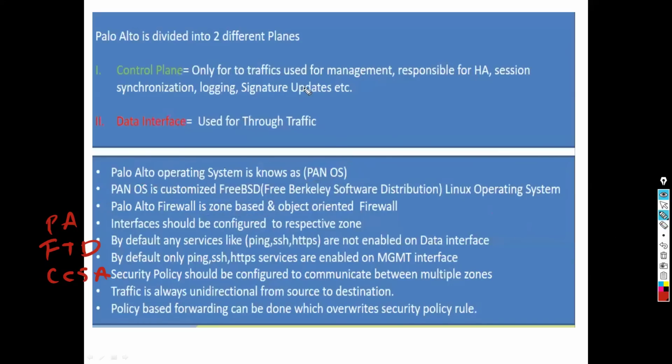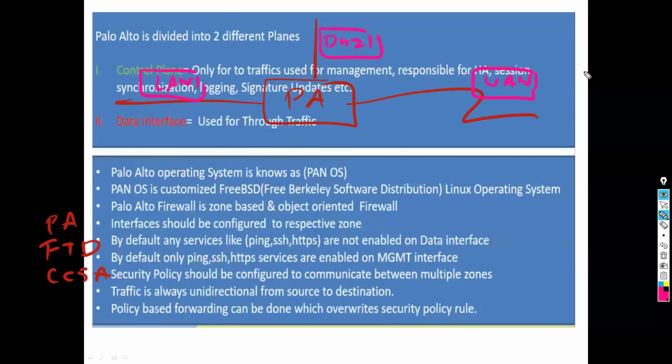Manually means what? For example, I have a Palo Alto firewall device. We need to create zones here manually. For example, this portion is your LAN side zone. This portion is your DMZ network. This portion is your WAN side network. So you can create zones manually. You can assign your interfaces to the respective zone to allow your traffic from one zone to another zone. You need to create policy manually.